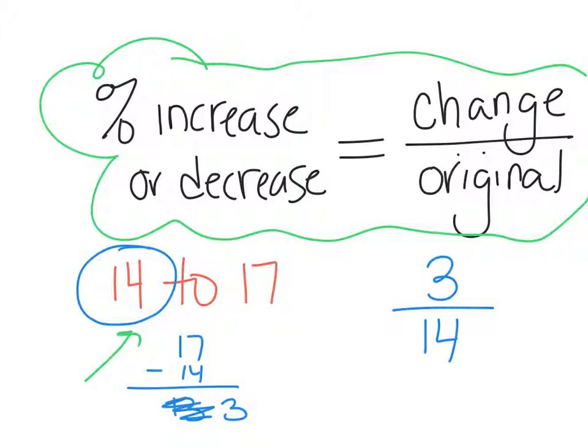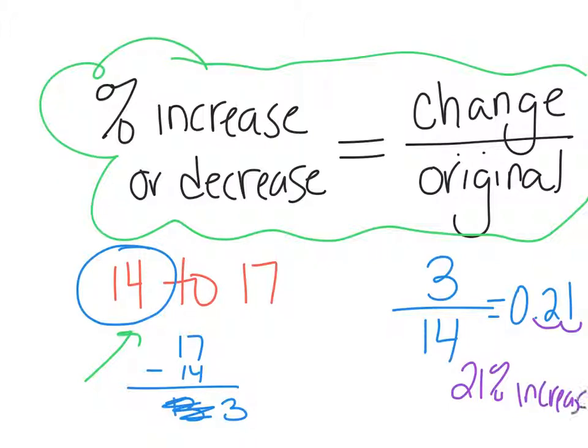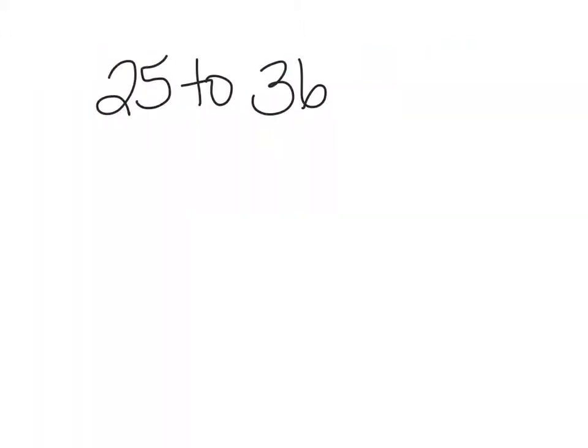And when you do that, you end up getting a decimal, 0.21, I'm going to round it to 0.21. So if we change this now to a percentage, I'm going to move the decimal 2 places to the right. So I get 21%. And then I would have to write the word increase after that. And I'm super sorry, I ended up really close to the end of the page on this one.